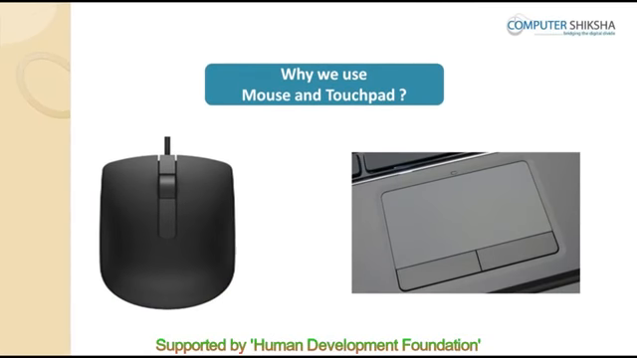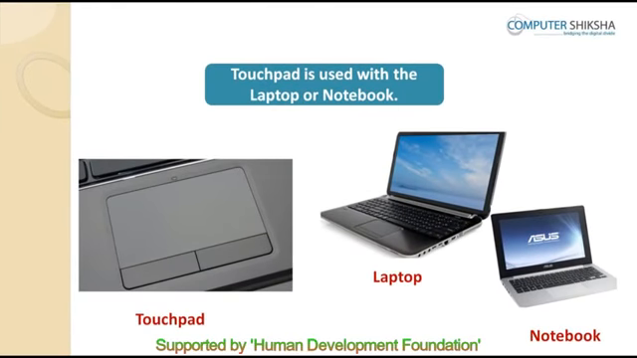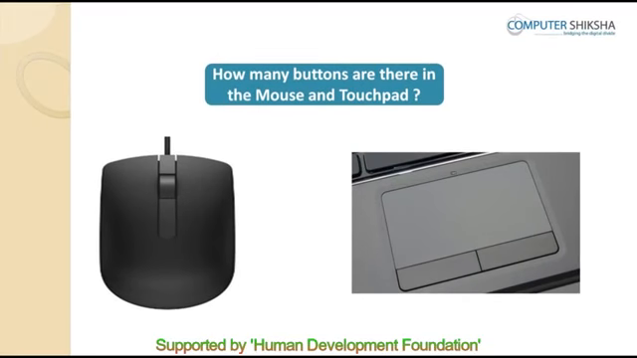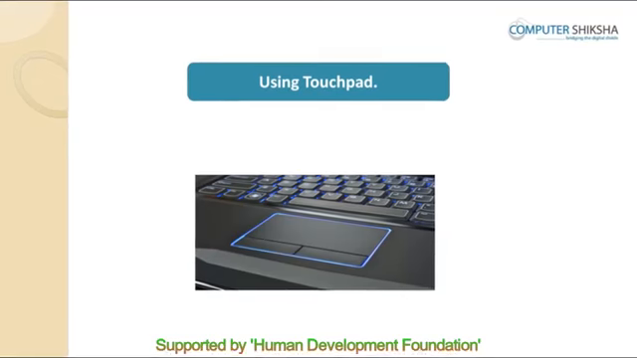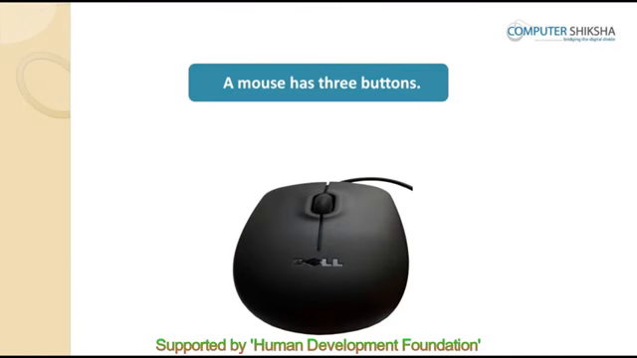Why do we use the touchpad or mouse? Touchpad or mouse is used to move the pointer from one place to another on the screen. However, the mouse is used on a desktop computer, while the touchpad is used with the laptop or notebook. How many buttons are there on the touchpad or the mouse? The touchpad has 2 buttons, while the mouse has 3 buttons.